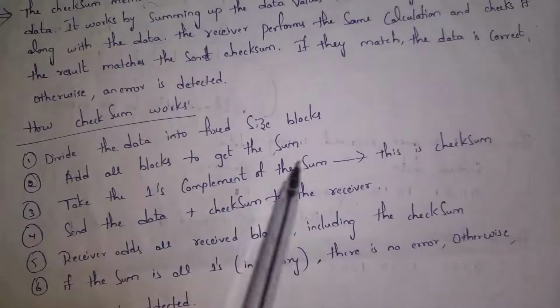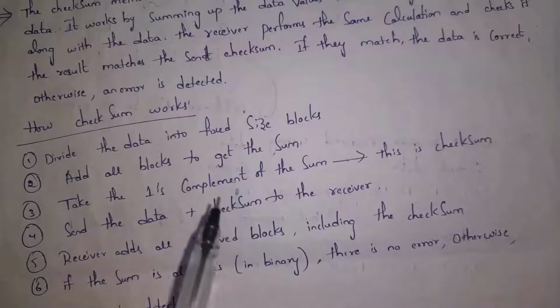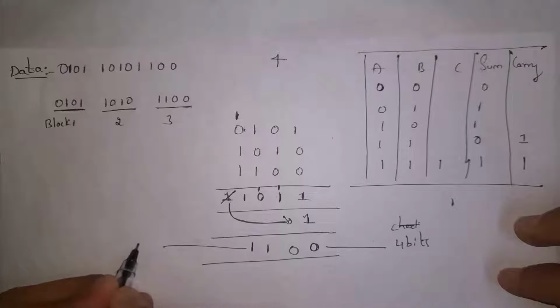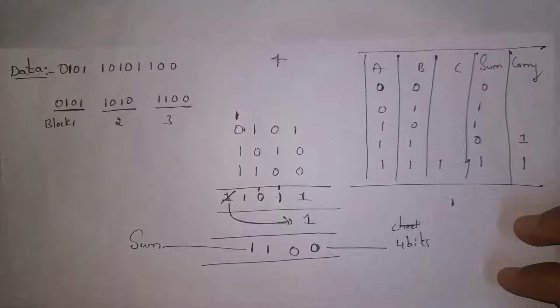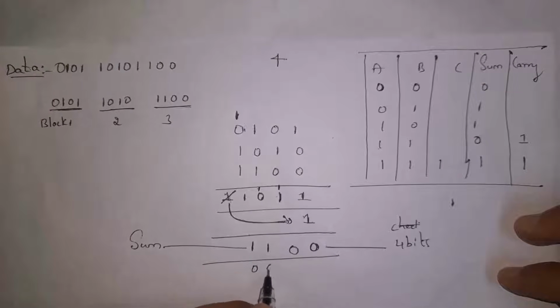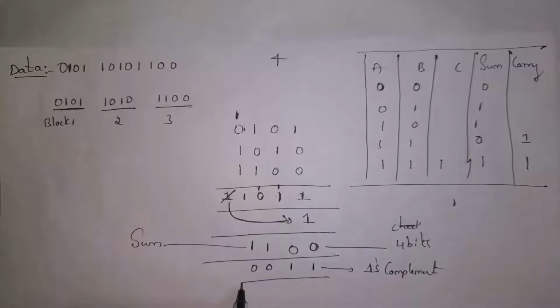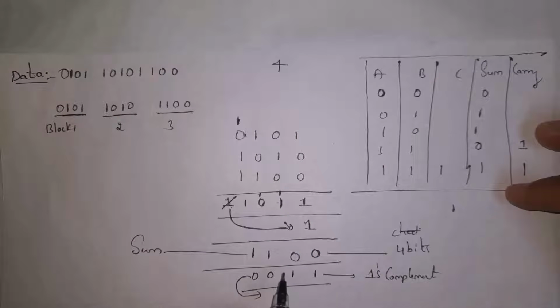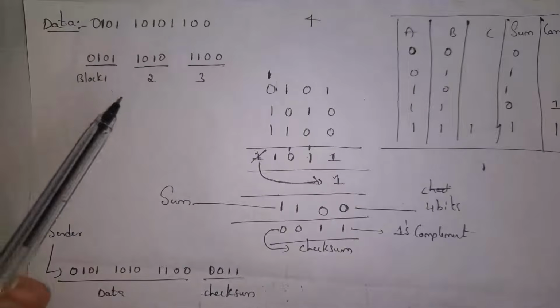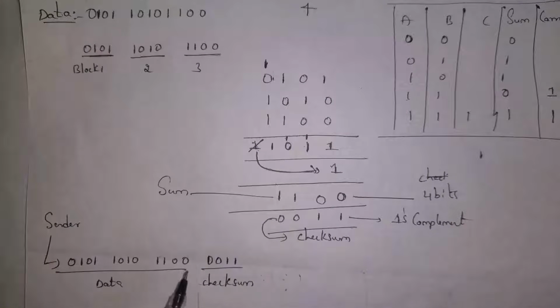After summing up all the blocks, the third step is to perform the 1's complement of the sum. This is our sum. Now we need to perform the 1's complement. 1's complement means zeros become 1 and 1's become 0. So 1 becomes 0, 1 becomes 0, 0 becomes 1, and 0 becomes 1. This is known as the 1's complement. After performing the 1's complement, the final result is what we call the checksum. This is our data. So the data as well as the checksum are combined and then transferred to the receiver.